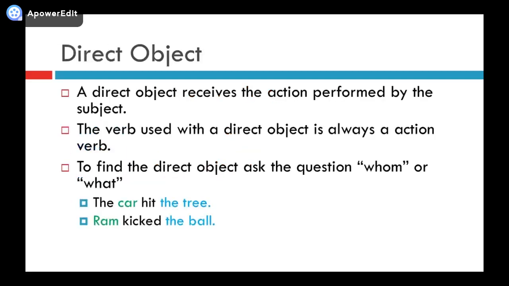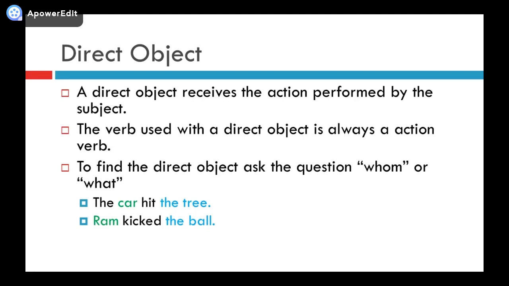Okay. Now, direct object. From here onwards, it becomes the most important part of this video, so please pay extreme attention. A direct object receives the action performed by the subject. The verb used with a direct object is always an action verb. To find the direct object, ask the question whom or what.